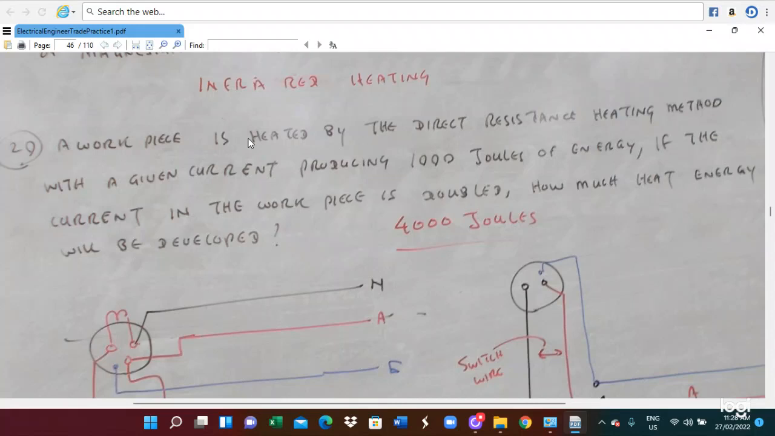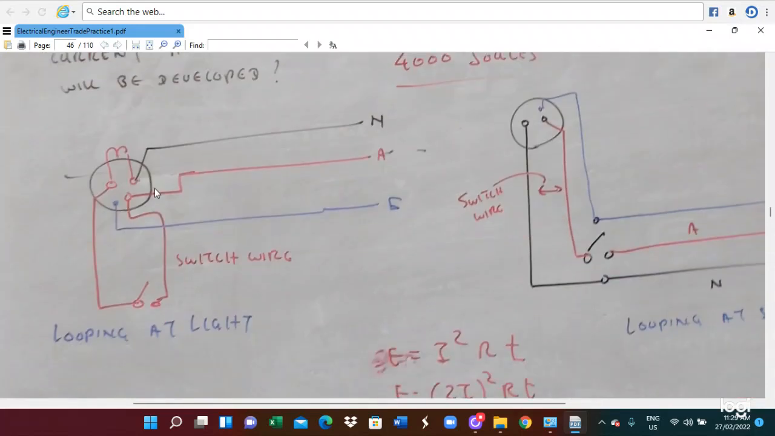A workpiece is heated by the direct resistance heating method, with the given current providing 1000 joules of energy. If the current in the workpiece is doubled, how much heat energy will be developed? Answer: 4000 joules. Because whenever the current is doubled, the energy is quadrupled. Because of the square function, when the current is 2 times, it will be 4000 joules.